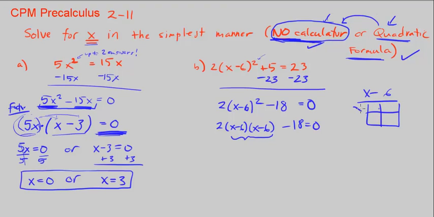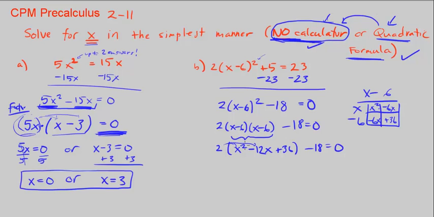I'm going to use the box method. You can use any method you want. x times x is x². x times negative 6 is negative 6x. x times negative 6 is negative 6x. Negative 6 times negative 6 is positive 36. Okay? So I can rewrite this here. It's x². Negative 6x minus 6x is going to be minus 12x plus 36. Don't forget the minus 18 and equals 0.